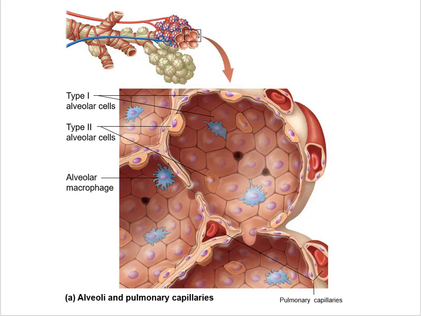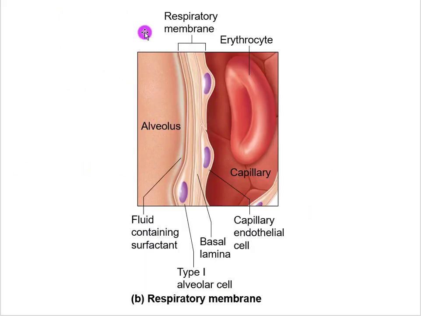So what I want to show you is this. Now, what are we looking at? Where are we? We're looking at the alveolus right over here. And these are my type 1 alveolar cells, again, which are simple squamous epithelium. These are simple squamous epithelium.